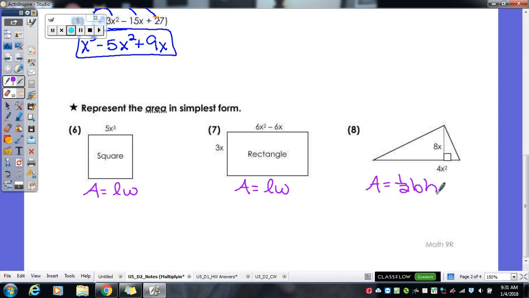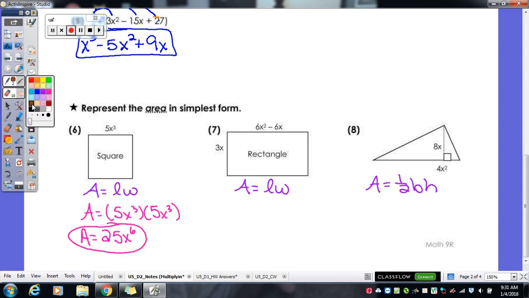All right, so for our square, when we plug in our length and our width, they're both going to be 5x cubed. Your length and your width are the same in a square. Yep, so now we multiply our coefficients, we get 25. Add our exponents, we get x to the 6th. 25x to the 6th would be the area of that square.